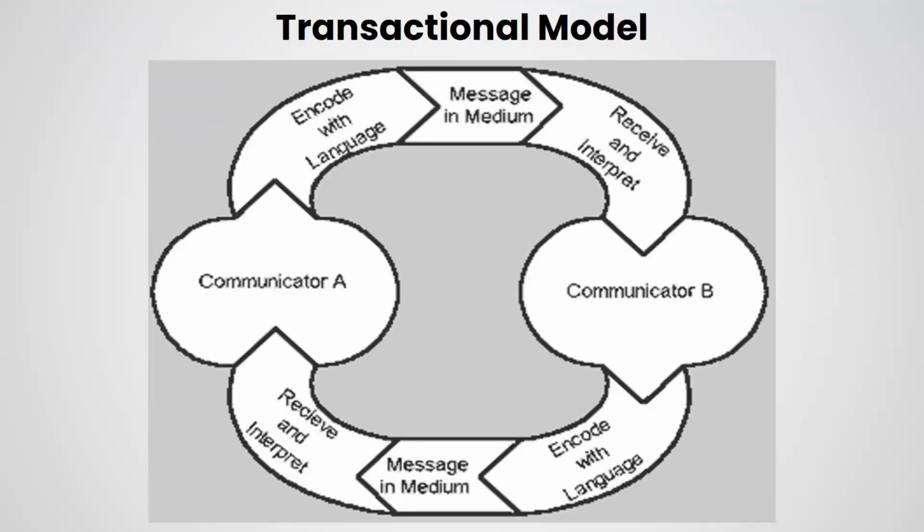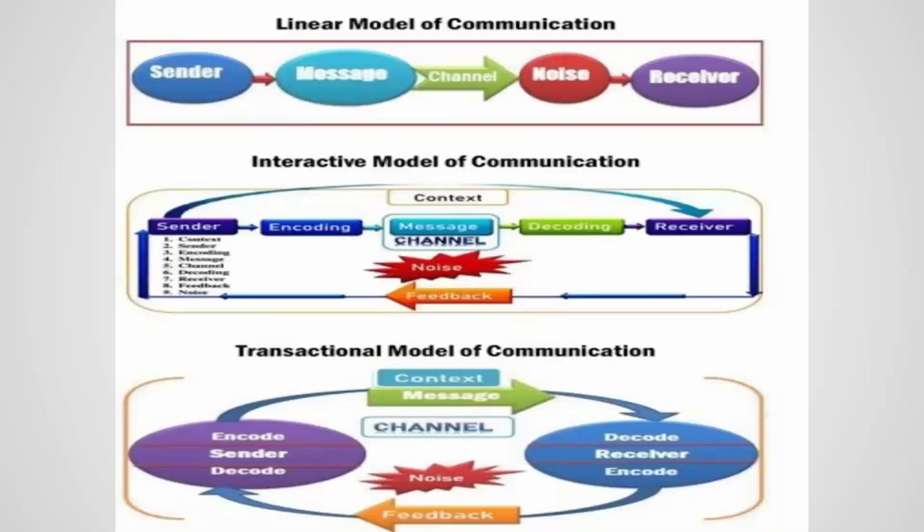And the transactional model, in this particular model, now you have the sender and the receiver both sending messages. They are both interpreting the messages. So you have communicator A encodes with a language. They send in a medium, let's say oral or written, and the receiver receives the message and interprets it. And then the receiver, communicator B, also responds, encodes with a language and sends through a medium, and so forth and so forth. So it is continuous. That is why it is round.